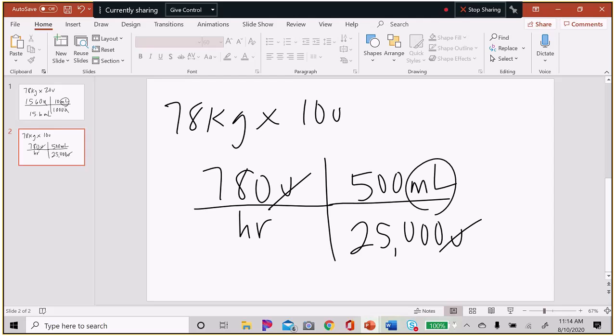So then we're left with milliliters an hour. So 780 times 500 is 390,000 divided by 25,000 is 15.6 milliliters an hour.